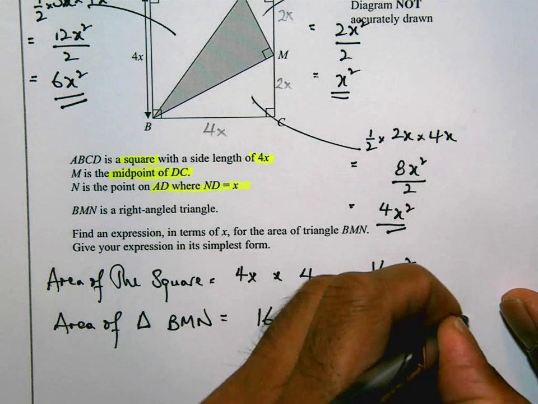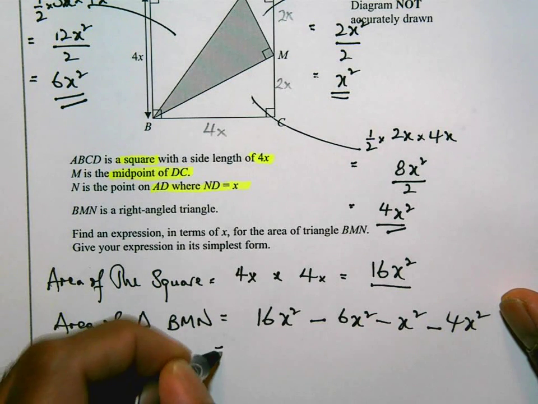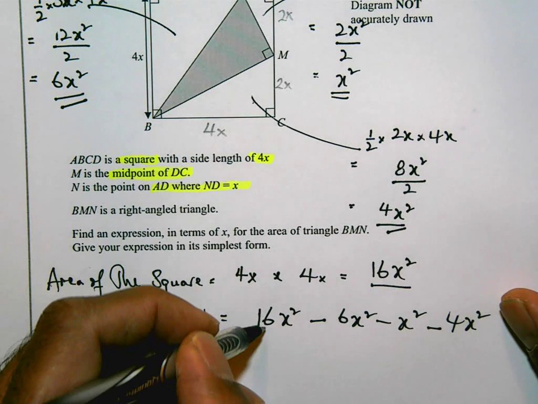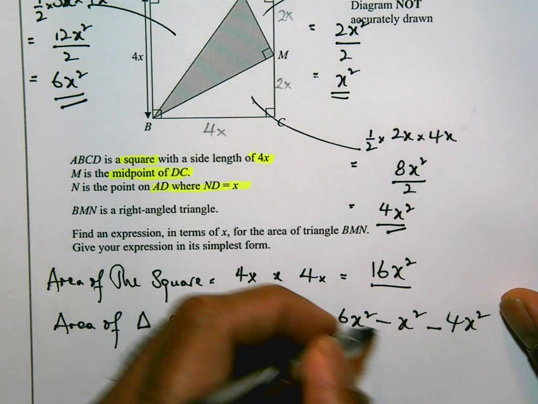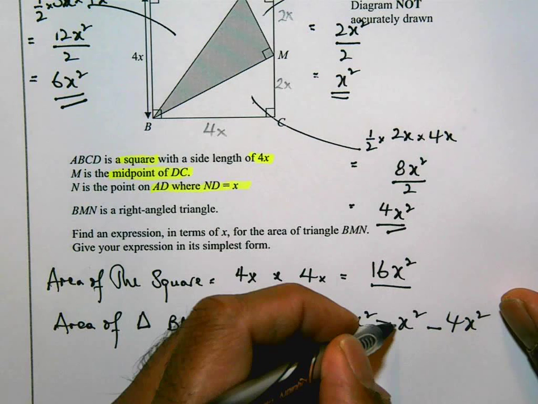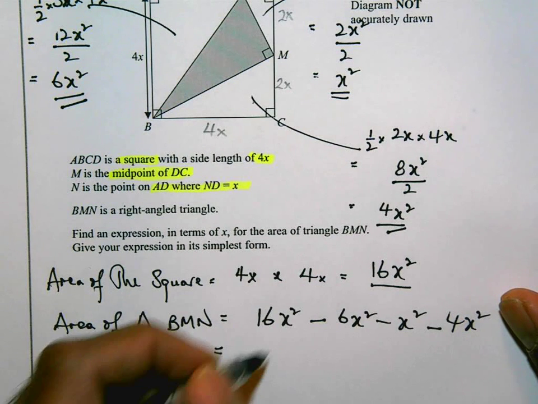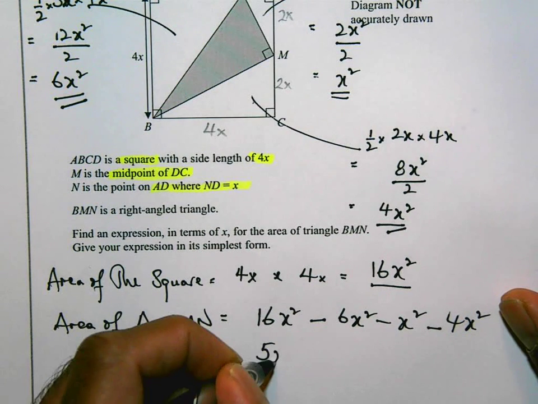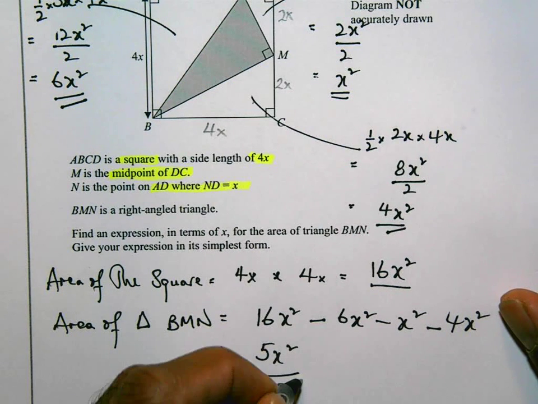And what does that give you? So 16 take away 6 is 10. 10 take away 1 is 9. 9 take away 4 is 5. 5x squared is the area of triangle BMN.